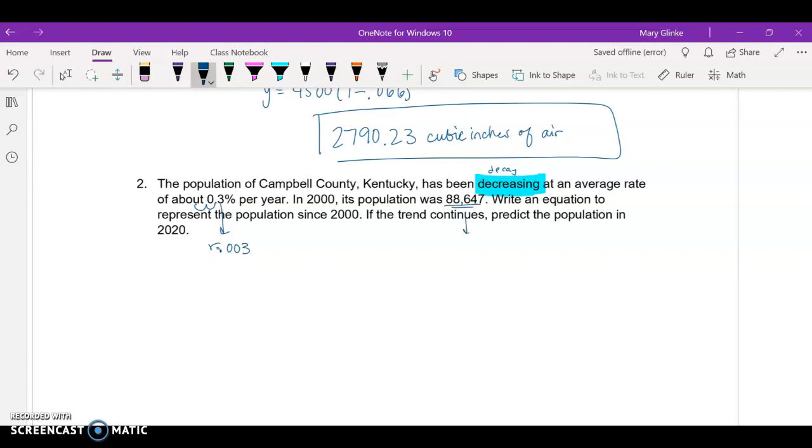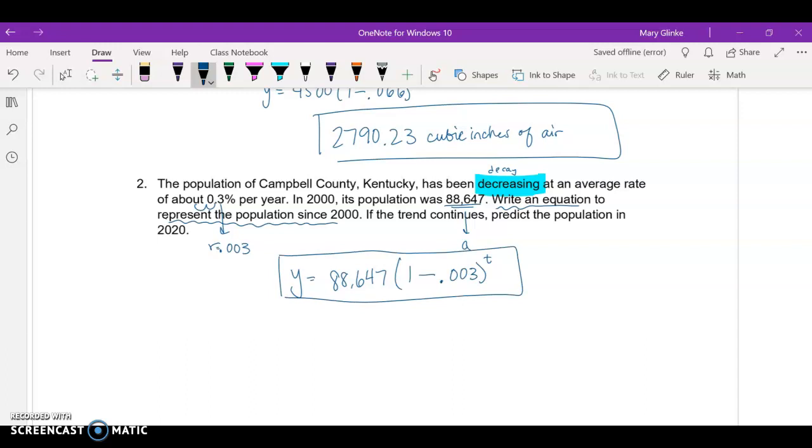In 2000, its initial population is 88,000. So then we are asked to write an equation to represent the population since 2000. So we're going to do y equals 88,647 times parentheses 1, and it's a decrease of 0.3%. So we're doing 1 minus, and we turned our 0.3% into 0.003. And years since 2000 is just going to be t.